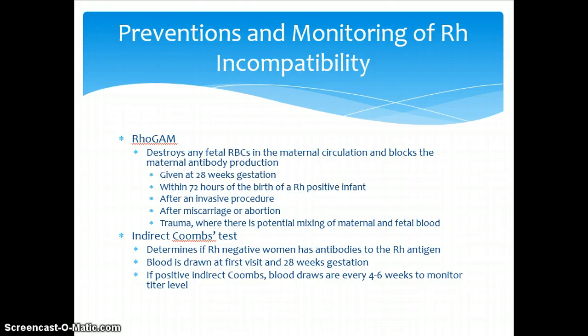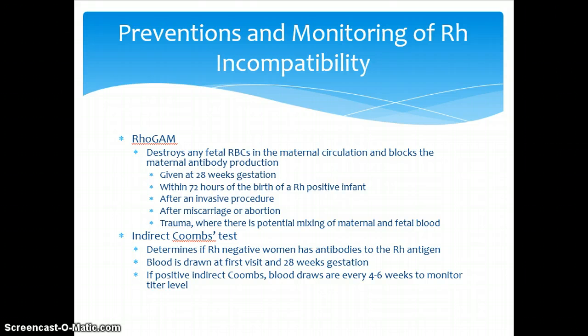Prevention and monitoring of Rh incompatibility. RhoGAM is given to all women that are Rh negative prior to delivery. RhoGAM actually destroys any fetal red blood cells in maternal circulation and blocks the maternal antibody production to the Rh positive antigen. There's a medication guide on page 547 in chapter 21 that talks about RhoGAM and RhoGAM administration. RhoGAM is given at 28 weeks gestation because at that point in time there is an increased likelihood that fetal red blood cells may transfer across that single cell membrane division between maternal circulation and fetal red blood cells.